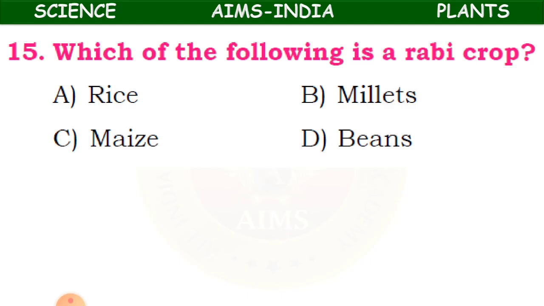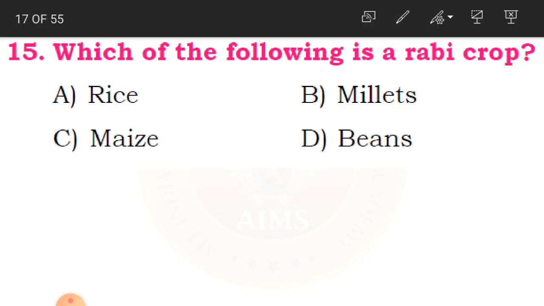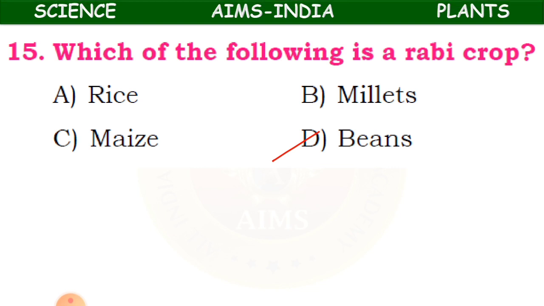15th question. Which of the following is a rabi crop? Children, what is a rabi crop? It is one which is grown in winters. Here, which is a rabi crop? You have rice, millets, maize and beans. Which is grown in winters children? Any guesses? Okay, this is beans. Wheat, barley, beans, peas, all these grow in winter. So that is why this D option is the correct answer.